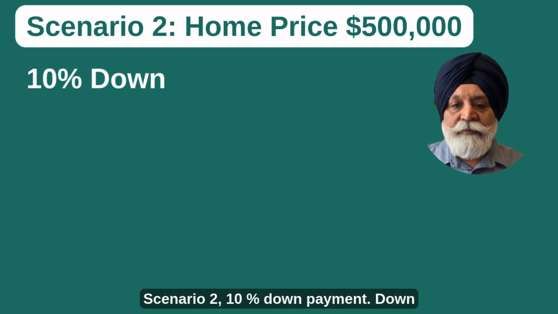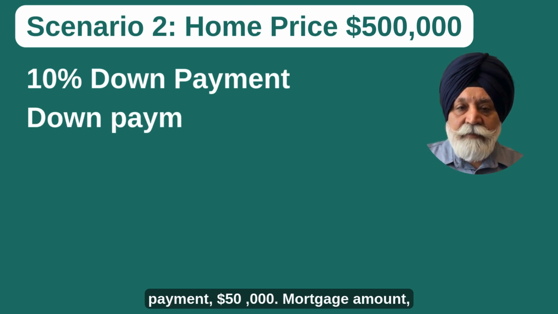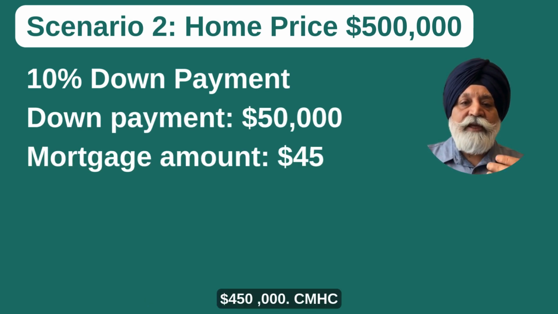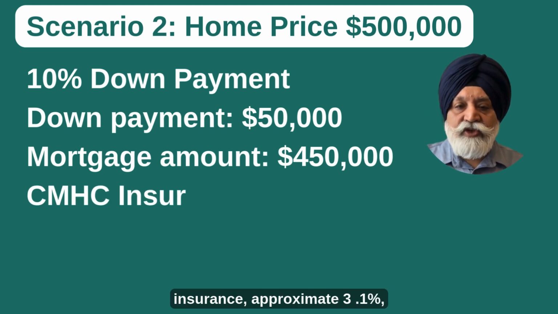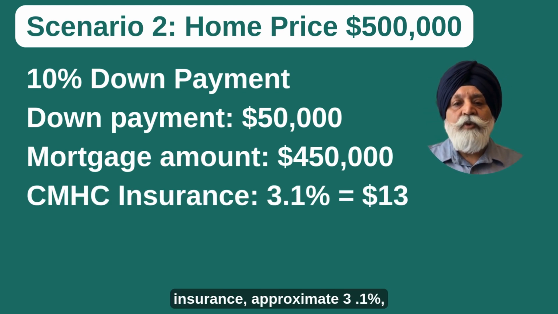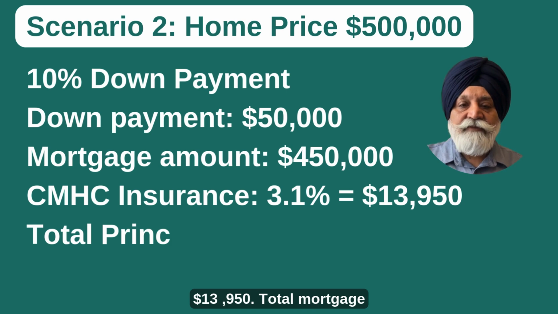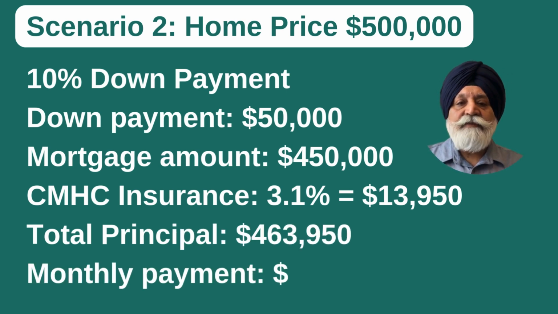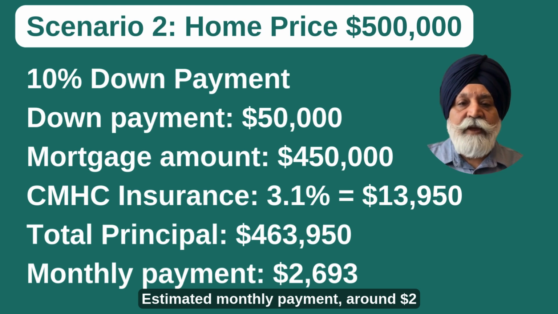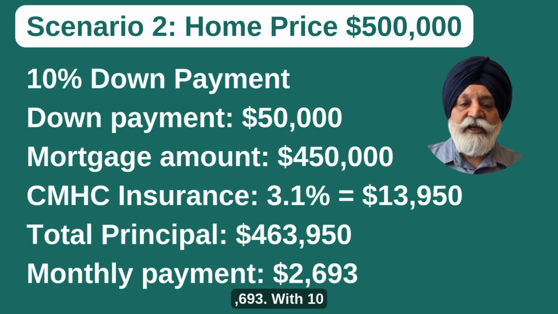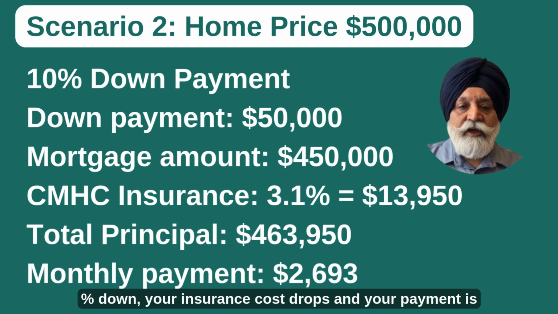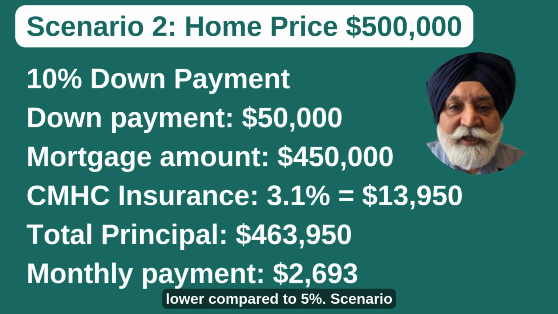Scenario 2, 10% down payment. Down payment, $50,000. Mortgage amount, $450,000. CMHC insurance, approximate 3.1%, $13,950. Total mortgage principal, $463,950. Estimated monthly payment, around $2,693. With 10% down, your insurance cost drops and your payment is lower compared to 5%.